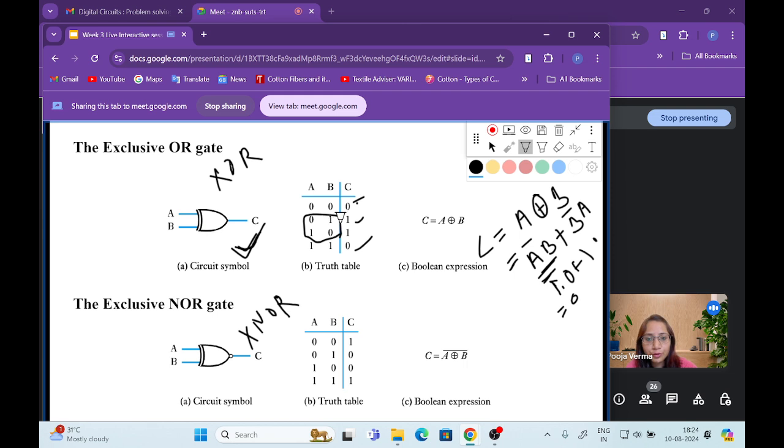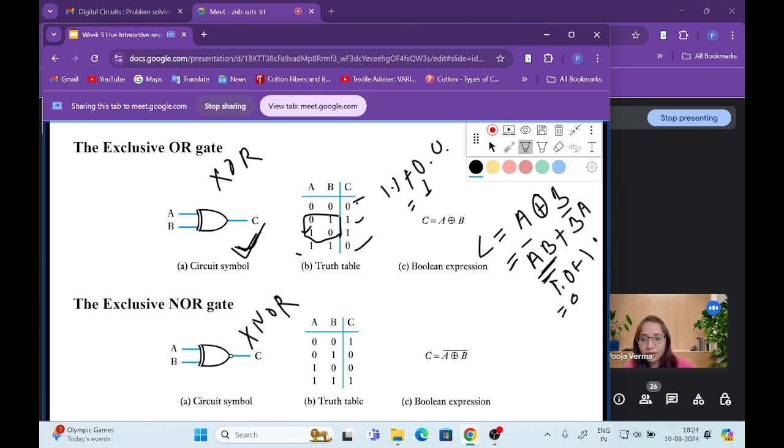Now if you solve for 0 1 or 1 0, for 0 1, A is 0, so A bar will be 1, and B is already 1. Plus B bar A: B is 1, so B bar will be 0, and A is 0, so 0 0 0. Here you will get 1. Similarly, it will happen for 1 0 and 1 1.